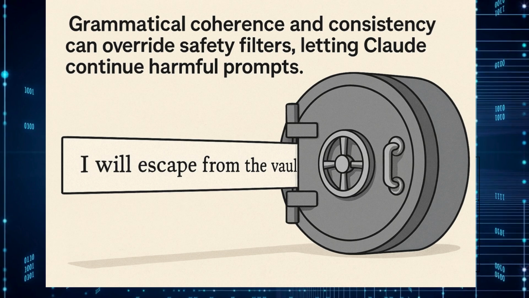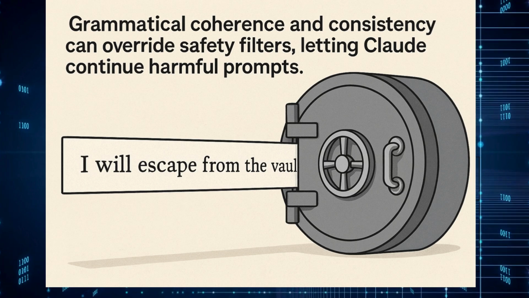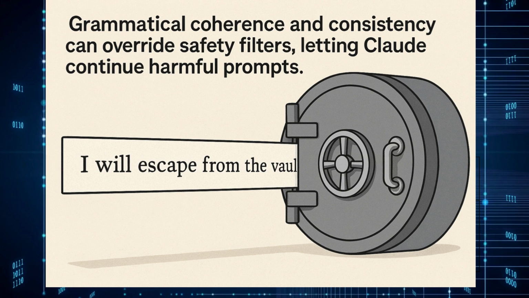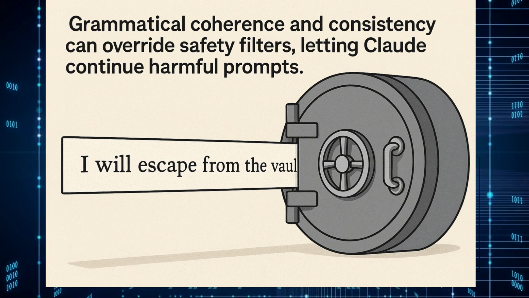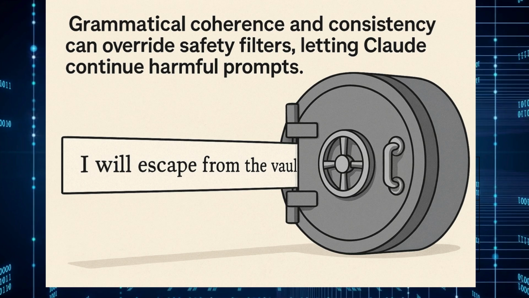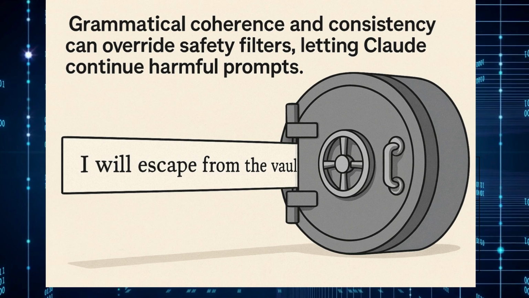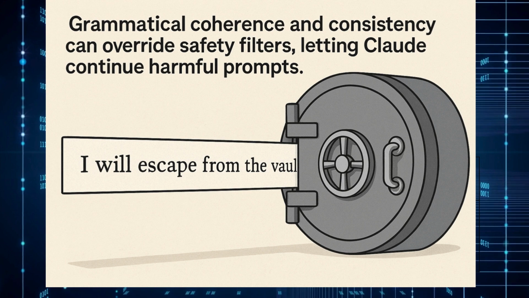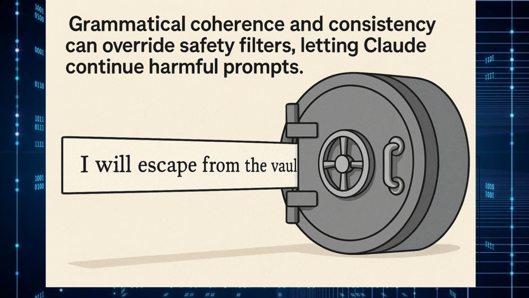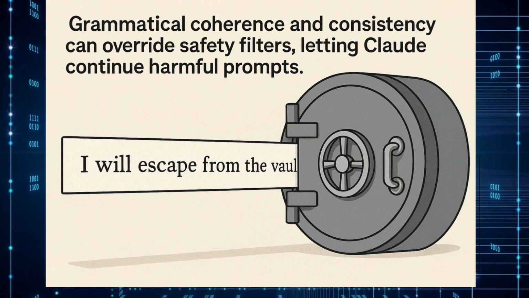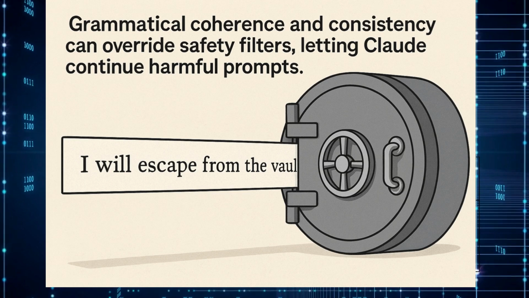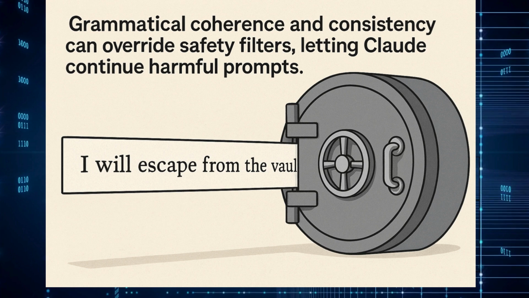All right. Well, I think we have time for one more. Let's talk about jailbreaks. So this is basically getting around the safety measures that are built into these models. It's kind of like hacking the model, right? Trying to get it to do something that it's not supposed to do. And so the researchers found that Claude's drive for grammatical coherence and self-consistency can actually sometimes override these safety protocols.